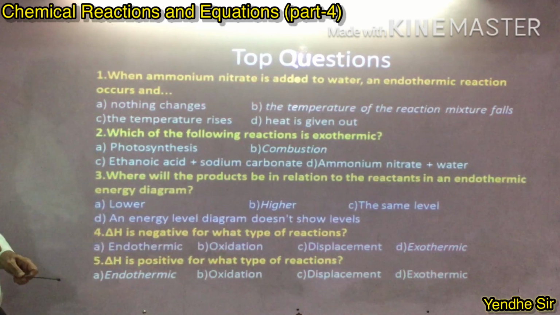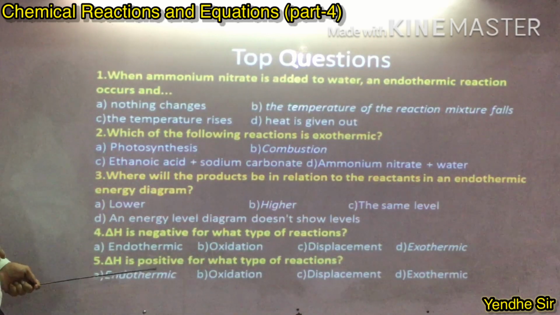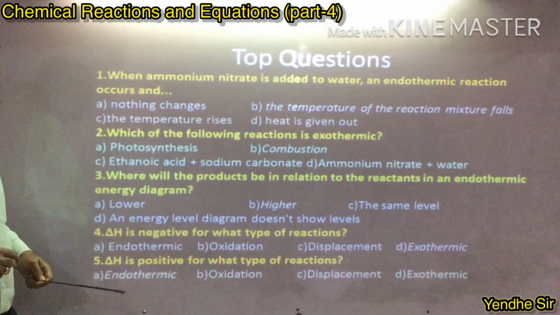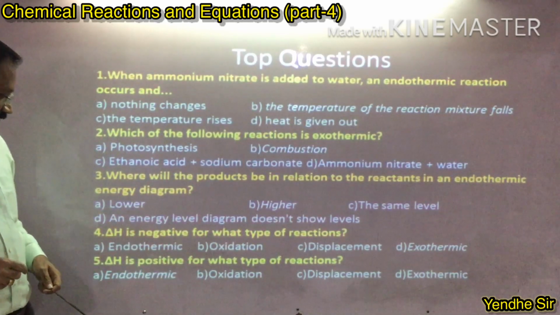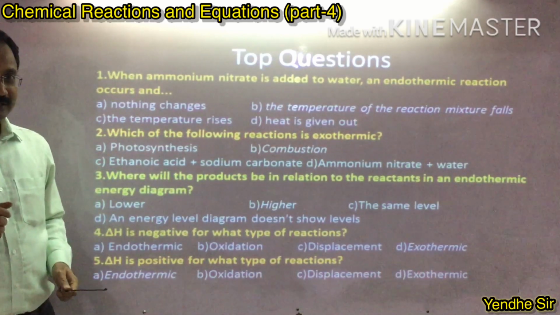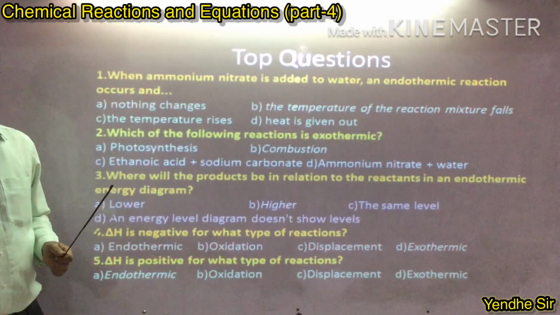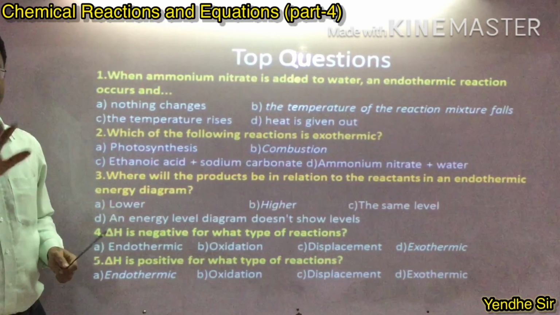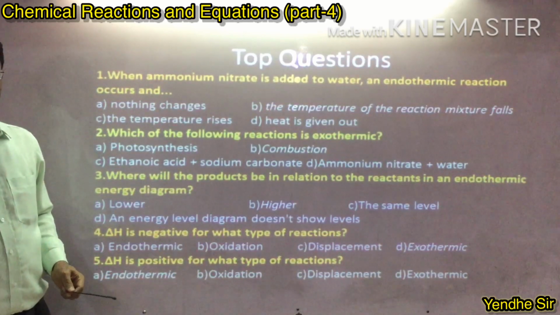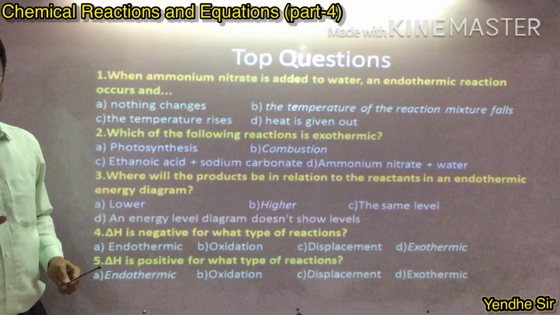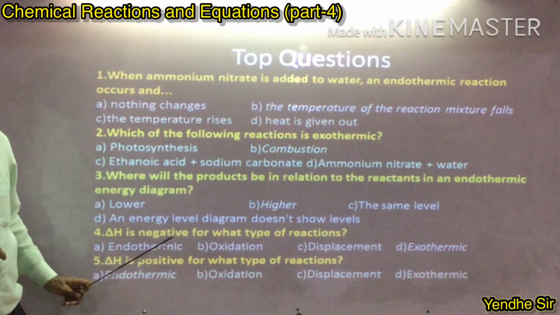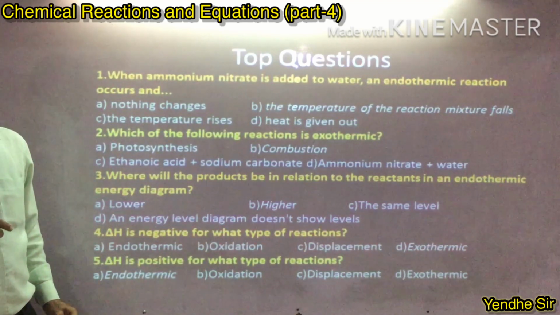Now let's see question number 5. Delta H is positive for what type of reaction? If the delta H is positive, it means the reaction's temperature will be decreased. Decreased, I told you that decrease means what? Enter. Enter means what? Endothermic reaction. And therefore, option A is correct here.